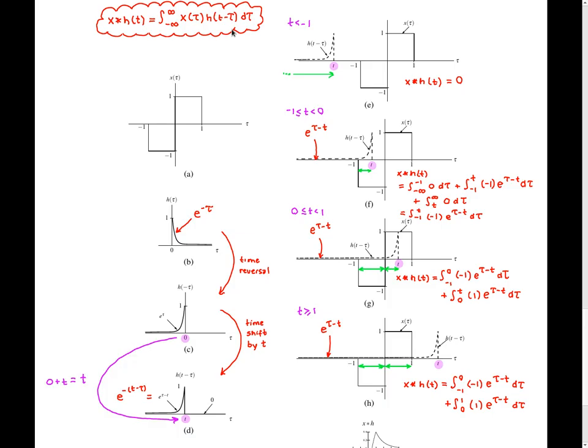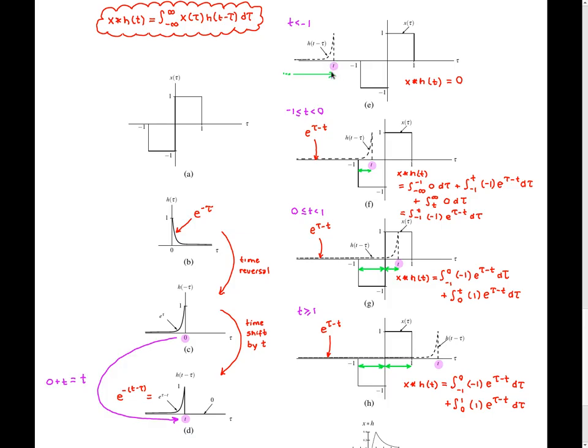So if you remember the process from earlier, what we need to do is first choose t to be a very large negative value. The consequence of this is that the graph of h of t minus tau will be shifted very far to the left, because this point here is t. So what we're going to do next is superimpose this graph of h of t minus tau onto the same set of axes as the graph of x of tau. This is what gives us the graph that's shown in figure E.